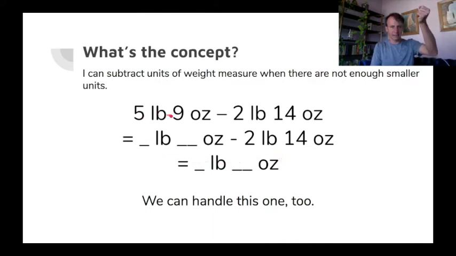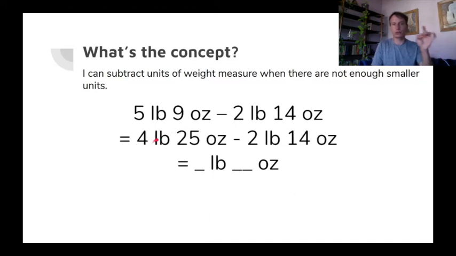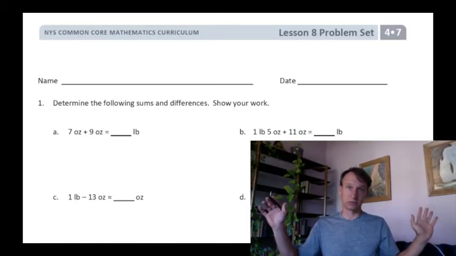5 pounds, 9 ounces, minus 2 pounds, 14 ounces. Okay, I can't do 9 minus 14. I need to regroup here. So 4 of those pounds I'm going to leave alone. One of them I will decompose as 16 ounces, plus the 9 ounces already present. So 4 pounds, 25 ounces. Now I can subtract. 4 pounds minus 2 pounds is 2 pounds. 25 ounces minus 14 ounces is 11 ounces. Yes, and look at that. I told you this was going to be a quick one.